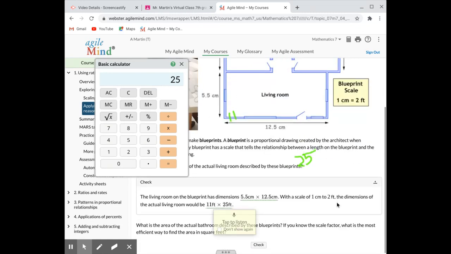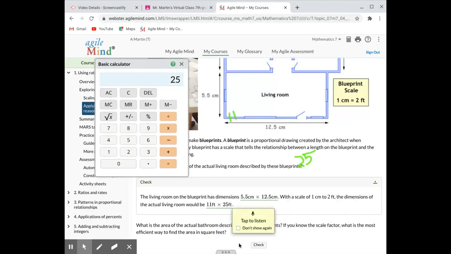It says the living room on the blueprint has dimensions of 5.5 centimeters by 12.5 centimeters, but there's a scale of 1 centimeter to 2 feet. So the dimensions of the actual living room would be 11 feet by 25 feet. So remember that dimensions just means the width and the length, okay? Everybody following me on that so far? Shoot me a thumbs up if you got it. Good deal. All right, so we're going to keep on moving.